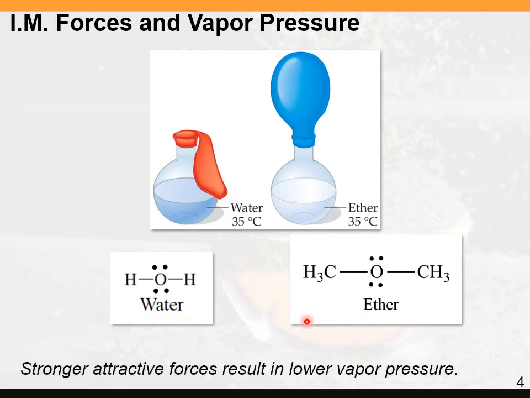This means that stronger attractive forces result in a lower vapor pressure, and vice versa. Weaker attractive forces would result in a higher vapor pressure, as in the case of ether having a higher vapor pressure than water. Because the intermolecular forces are weaker in ether, they are easier to break, and ether will have a higher tendency to evaporate, thereby having a higher vapor pressure because of its weaker intermolecular forces.